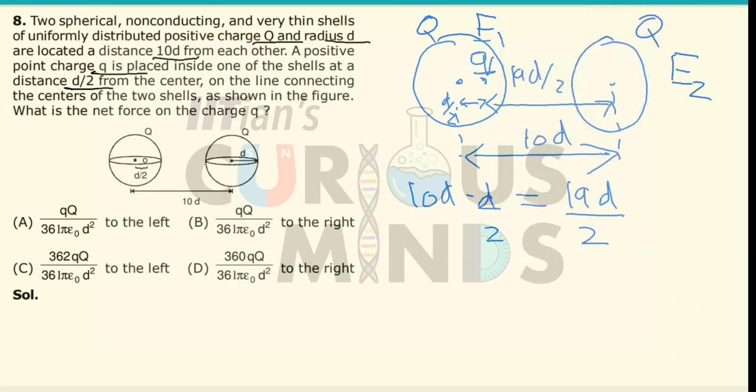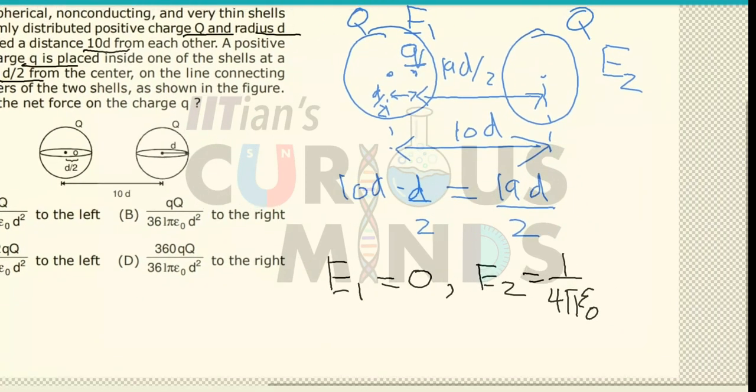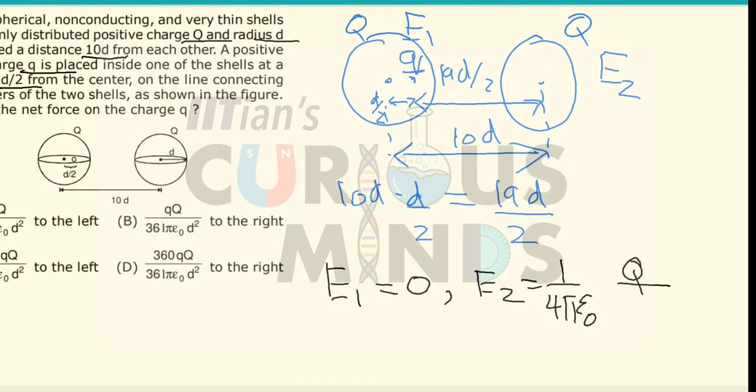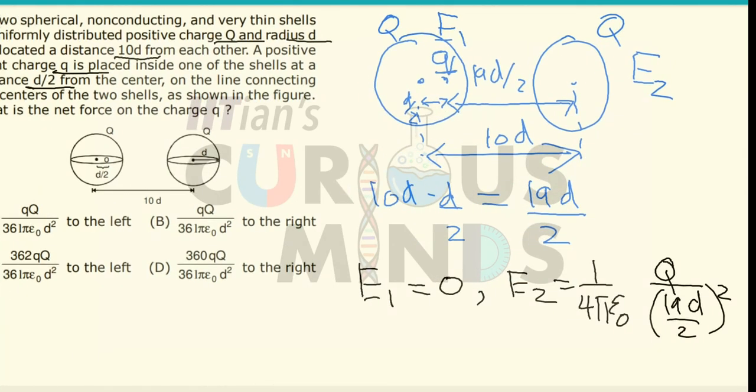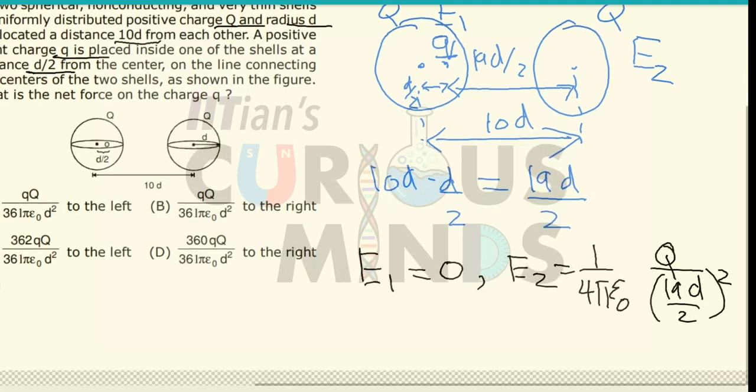So I can say that the electric field intensity E1 inside the spherical shell is equal to 0, since inside the shell it is always 0. And E2 will be equal to 1 by 4 pi epsilon naught, capital Q divided by r square, where r is equal to 19d divided by 2, the whole square. So this is the electric field intensity.